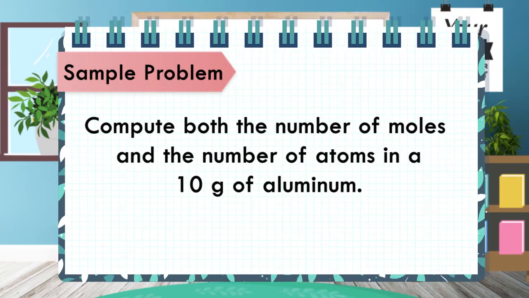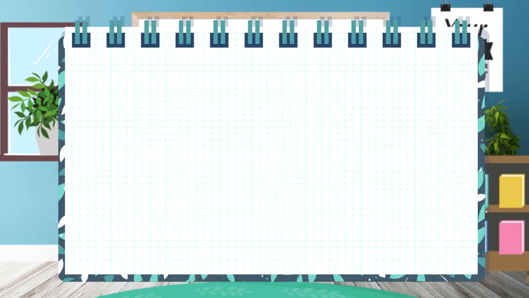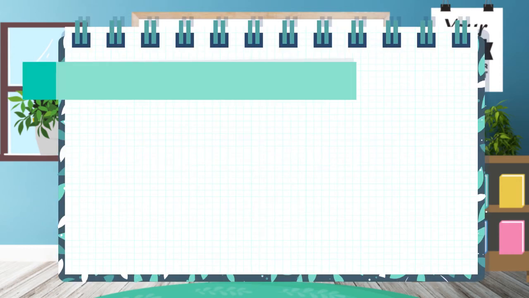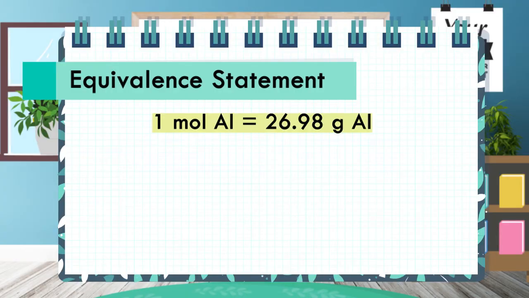Now, let's take a look at the step-by-step procedure on how to calculate moles and number of atoms. For example, compute both the number of moles and the number of atoms in 10 grams of aluminum. The mass of 1 mole of aluminum is 26.98 grams. Note, you can get this atomic mass of aluminum in the periodic table of elements. We calculate the number of moles of aluminum atoms in 10 grams by using the equivalent statement. 1 mole of aluminum is equal to 26.98 grams of aluminum.